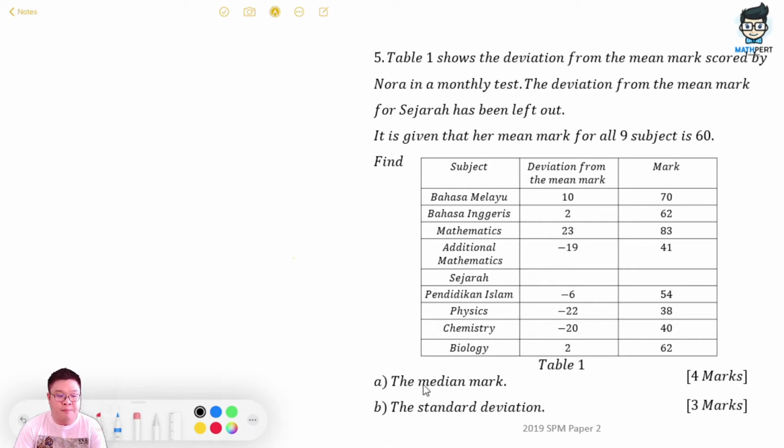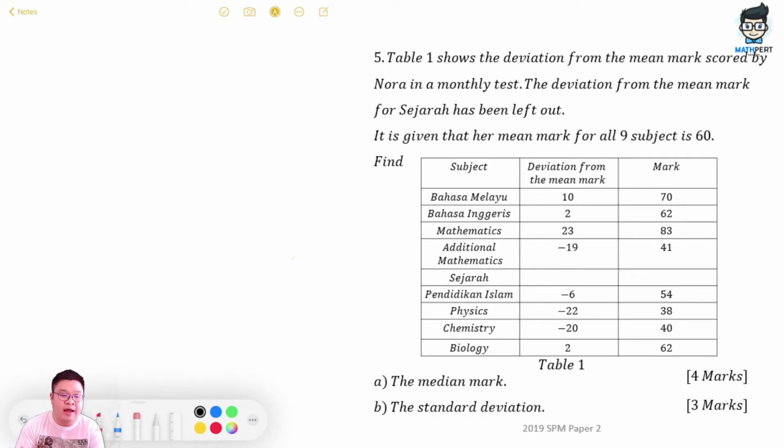For the first part of the question, you have 4 marks, and for the second part, you have 3 marks. So in total, you have 7 marks for this question 5. From this table, there are 9 subjects. We have all the marks for the subjects except for one, Sejarah. In order for us to find the median mark, we need to know all the marks, so that we can rearrange them into ascending order, meaning from the smallest to the largest. So before we go for the median mark, we need to find out the mark for Sejarah.